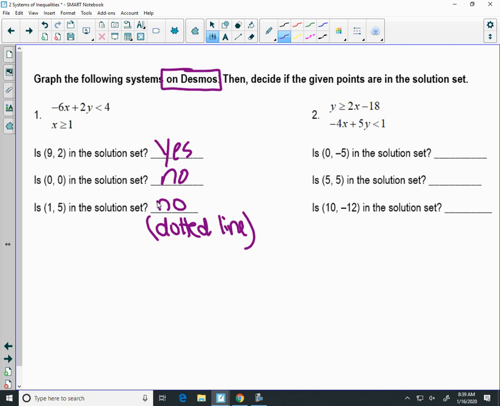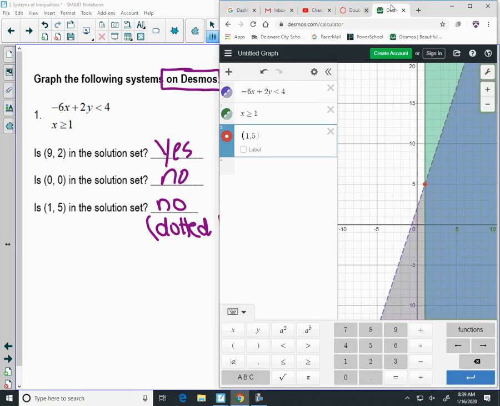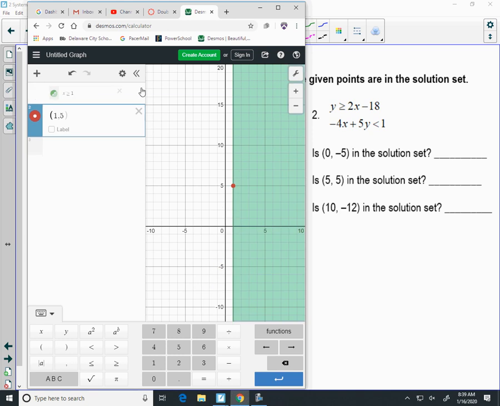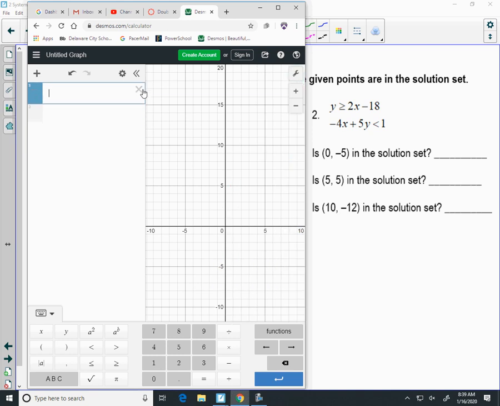All right, now put that next system in. And then you can put those ordered pairs in. You can put them all in at once. I kind of like putting them in one at a time so I can focus a little better. So I'm going to pull up Desmos and get that going. Get rid of everything I had up here.